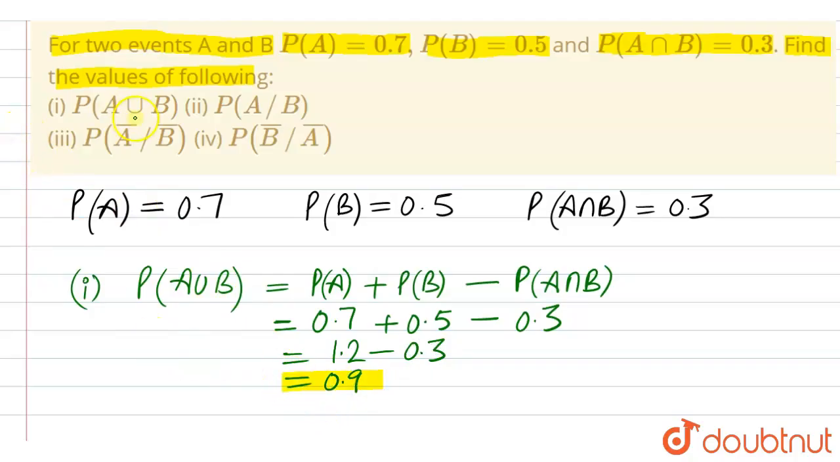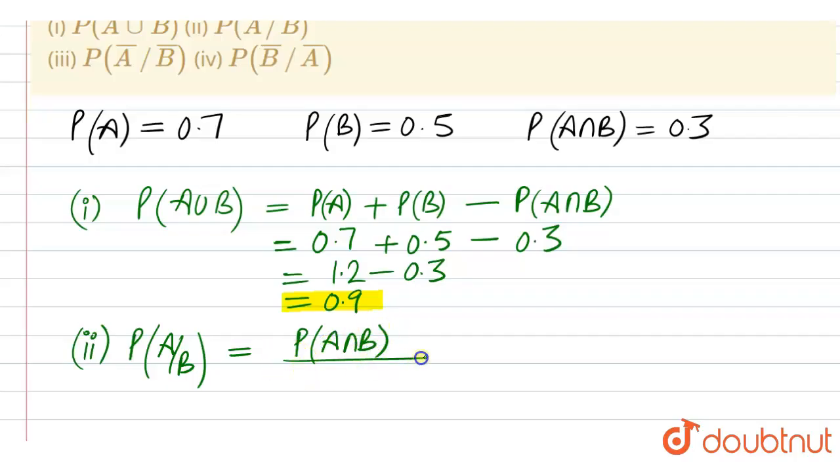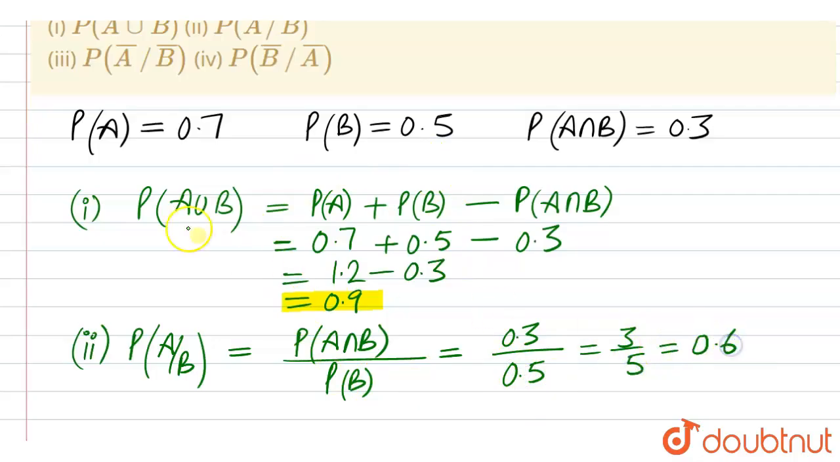Now, second part, we have to find probability of A by B. Probability of A by B is equal to probability of A intersection B divided by probability of B. So this becomes probability of A intersection B, we have 0.3, and probability of B, we have 0.5. So this is 3 by 5, which is equal to 0.6.